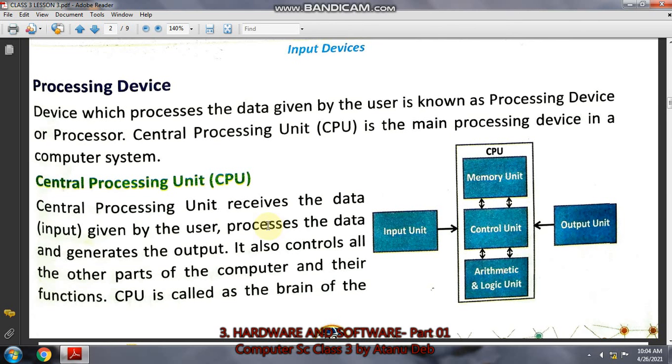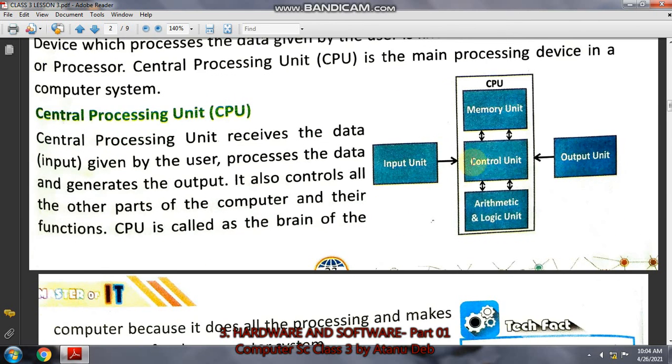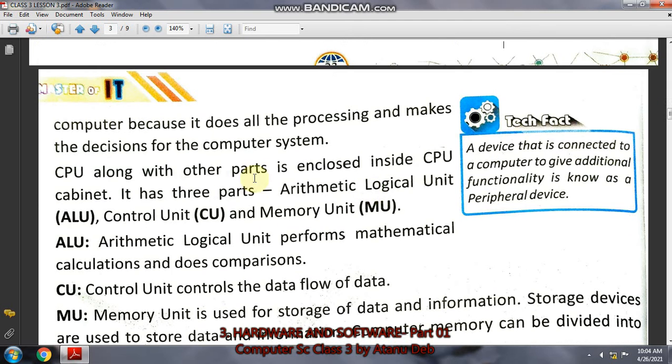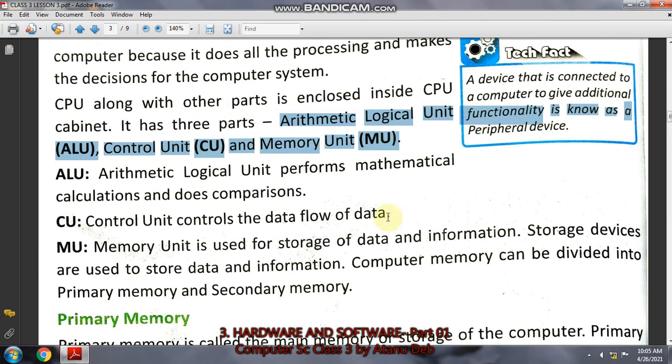Okay, that is the use of processing device, CPU. Now CPU is divided into these three parts: arithmetic and logical unit ALU, control unit called the CU, and the memory unit called the MU. Okay, now what are these? First of all, we go to arithmetic and logical unit.